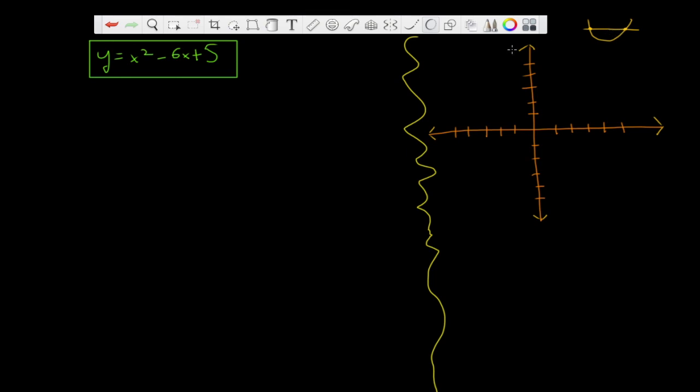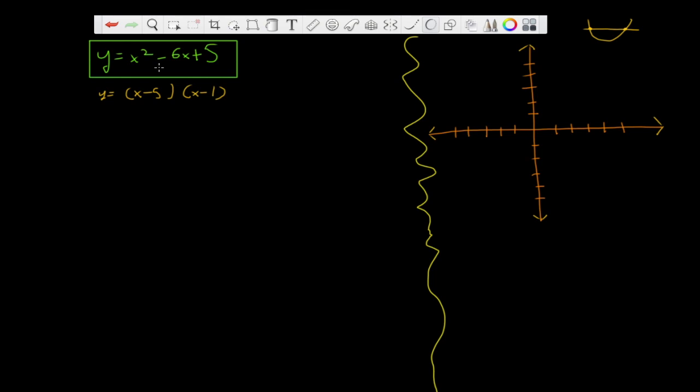In order to find the roots, you'll have to factorize this equation. So this will be y is equal to brackets x minus 5, brackets x minus 1. If you multiply these two brackets, you should get x squared minus 6x plus 5.